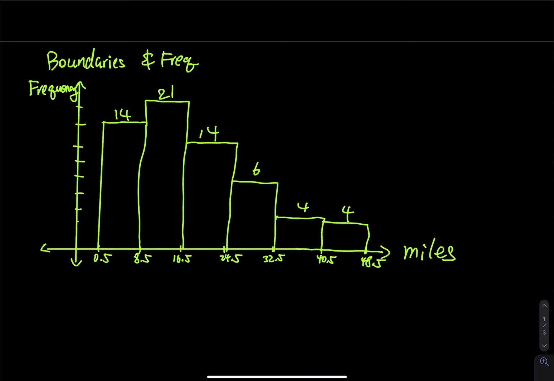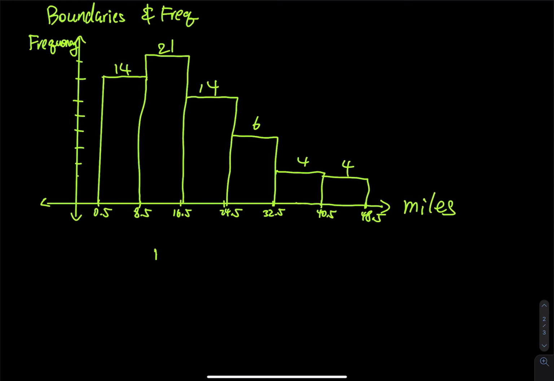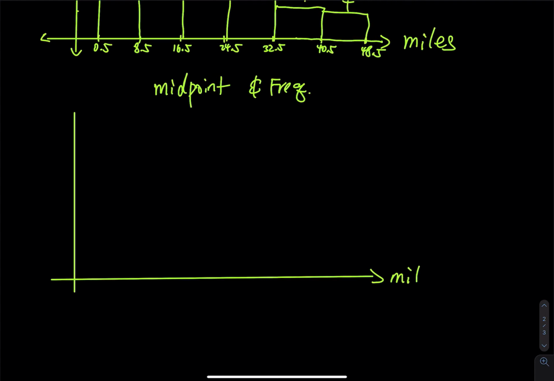So other than this, I can make a midpoint and frequency histogram. Let's do the next one. Midpoint. Using midpoint and frequency. All right, I have to scroll down. So you draw a vertical axis, and then you draw a horizontal axis. So this is in miles, and this is midpoint and, yes, frequency.